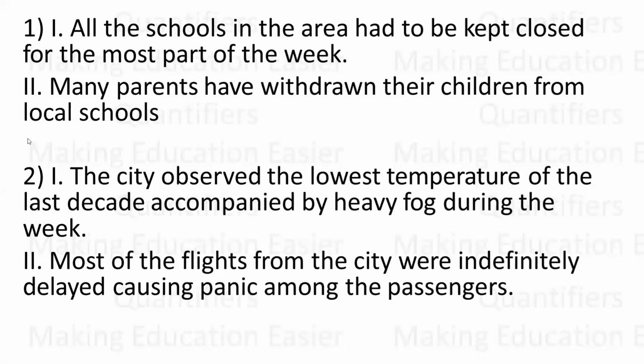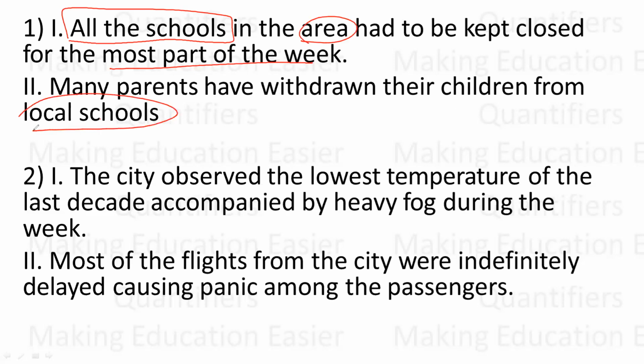Now let's see this question. This is a good question. All the schools, now you have to be very careful. That's why it's a part of verbal reasoning. All the schools in the area had to be kept closed for most part of the week. Now, many parents have withdrawn their children from local schools. Is there any connection? Can we say that one is a cause, that all the schools in the area had to be kept closed, and that is the reason that many parents have withdrawn their children from local schools? Now, why would the parents withdraw their children from local schools when all the schools in the area had to be kept closed? So we cannot say that one is a cause and second is the effect, or second is the cause and one is an effect. So this is not an answer.